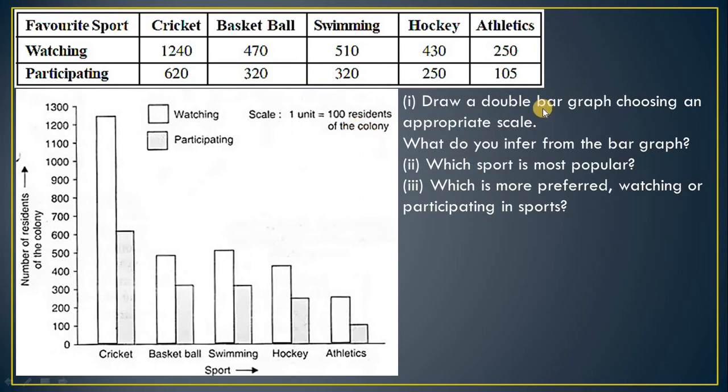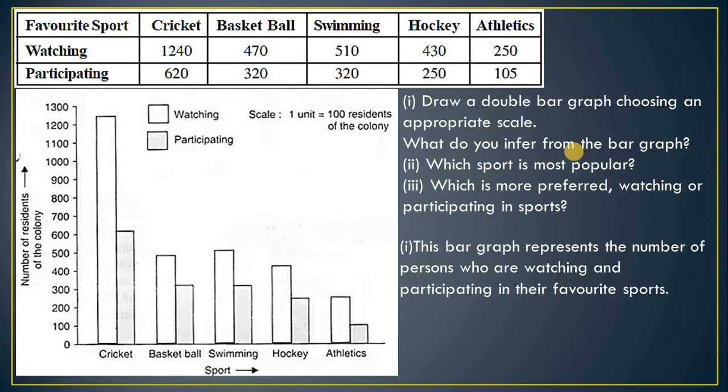So now the questions have been given. Draw a double bar graph, we have already done. What do you infer from the bar graph? Means what information you are representing. This bar graph represents the number of persons who are watching and participating in their favorite sport. Which sport is the most popular? Clearly you see here cricket. So cricket watching part is more popular. So cricket is the more popular sport among all, particularly in case of watching.